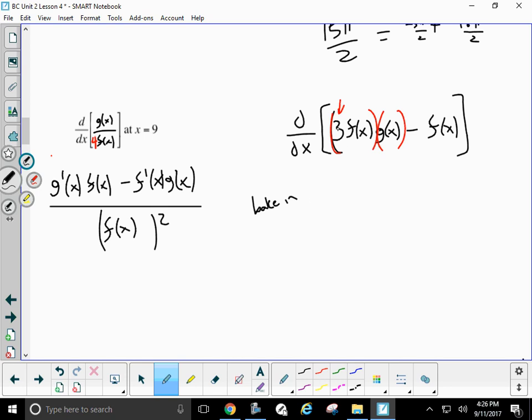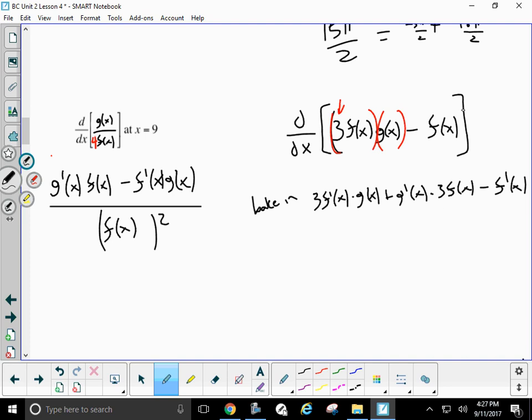So let's see what that would look like. The derivative of 3f of x would be 3f prime of x times g, plus the derivative of g is g prime of x times 3f of x. And then I would go ahead and subtract the derivative of f. The derivative of f is f prime. So again, this whole subtraction of this f, we can't forget about it.